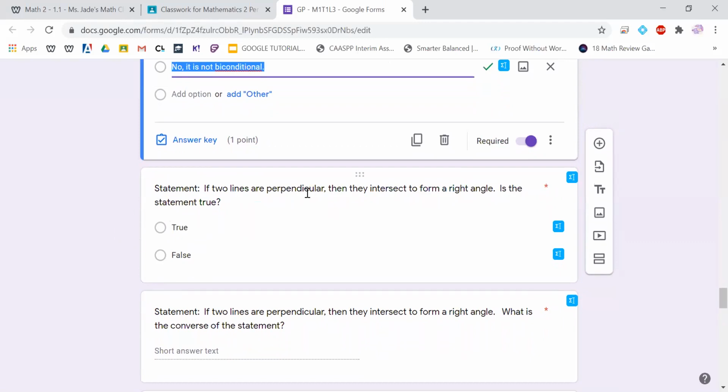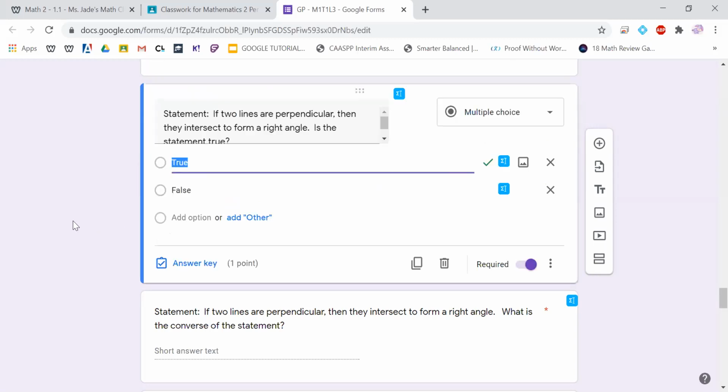So by definition, perpendicular lines form right angles. So then yes, this is true. It's literally the definition of perpendicular lines that they intersect to form a right angle. So yes, this is true. Now we have to write the converse.